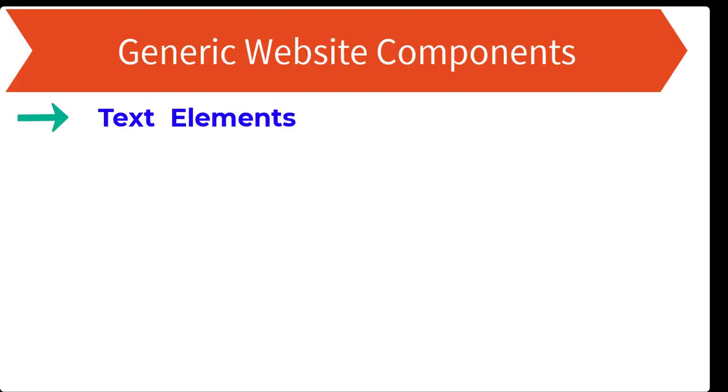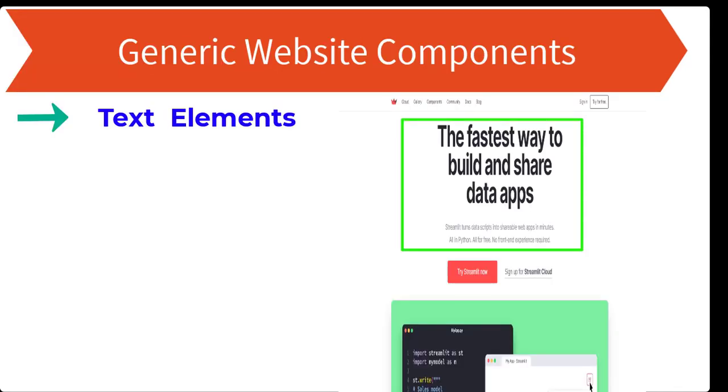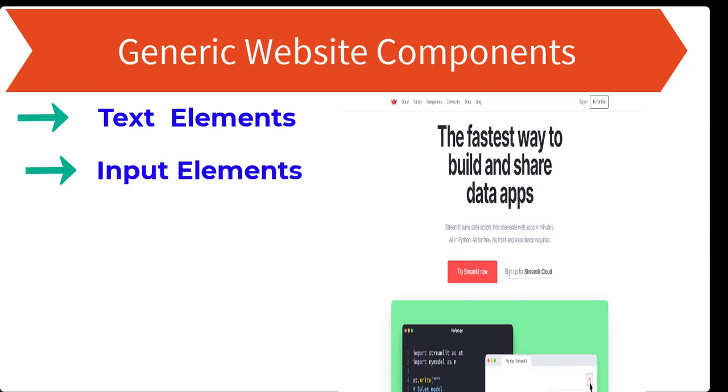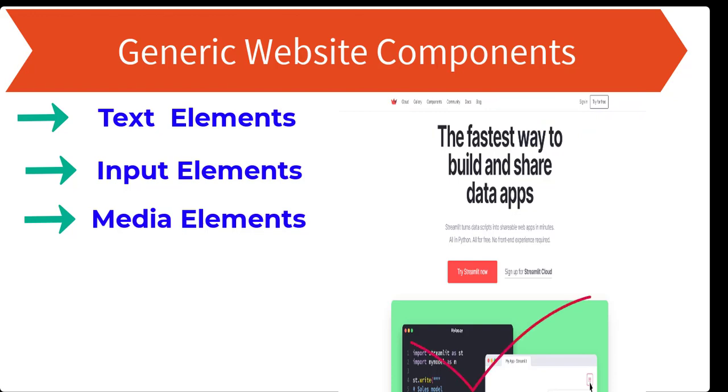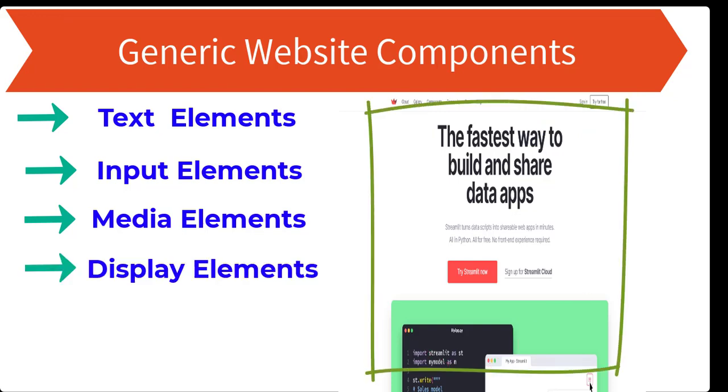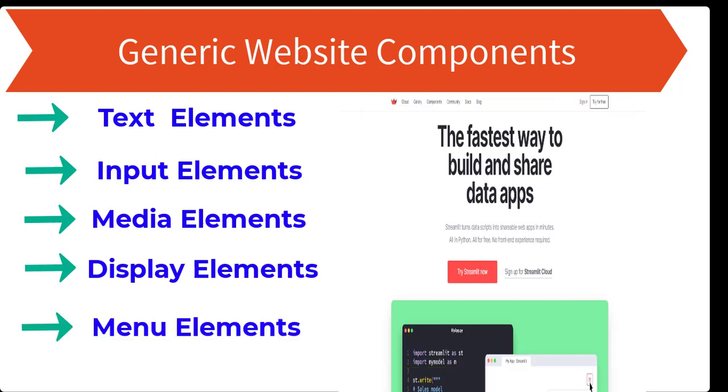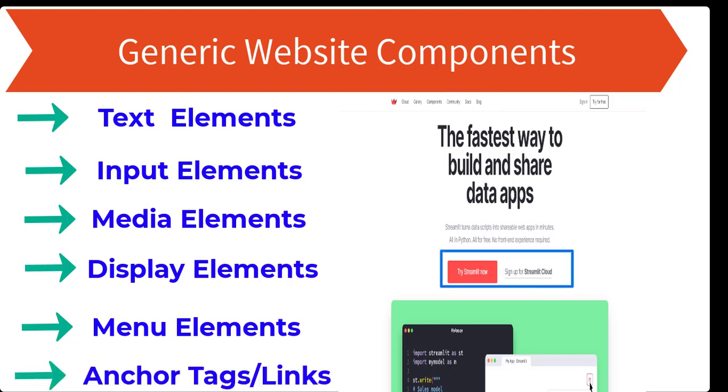Let's begin. Let us understand the generic or basic components of the web. A website can have text elements to render different kinds of text formats. It can also have input elements to receive user input. A website can also contain media elements to have images and video. It can also contain menu elements, which can be a context menu or a hamburger menu. Finally, a website will have links and anchors.